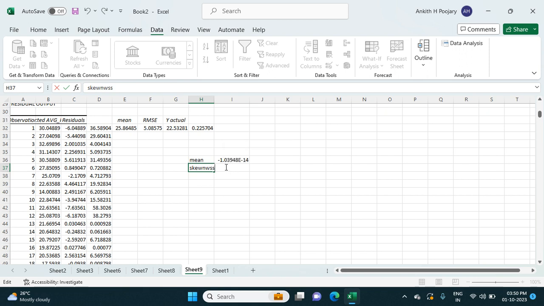Normally distributed, it will give the 0 value. If the skewness is more than 0.50, it's known as right skew. If it is less than 0, the minus value, that is left skewed. So let's find the skewness of this.